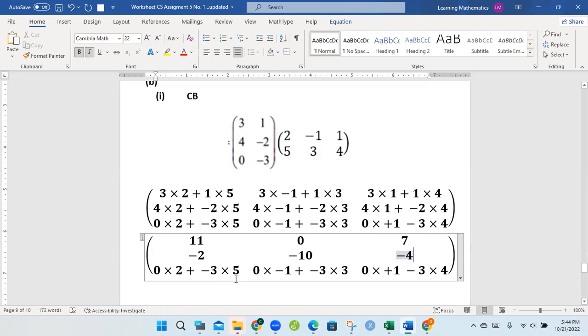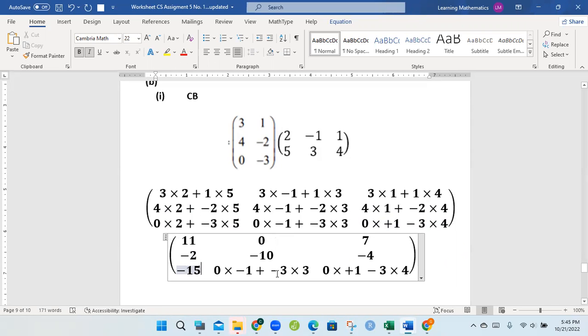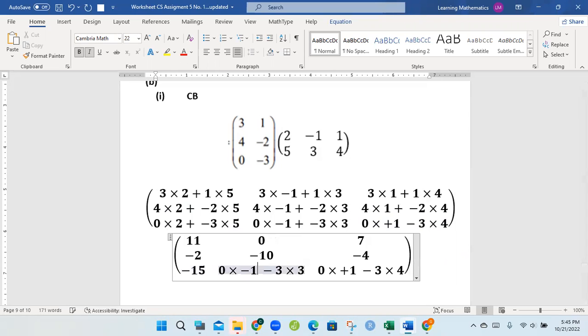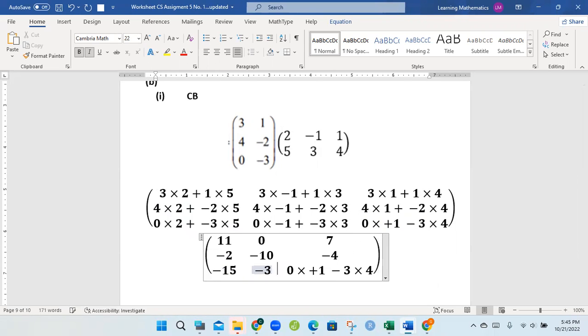0 times 2 is 0. Negative 3 times 5 is negative 15. 0 times negative 1 is 0. Negative 3 times 3 is a negative 9. And 0 times 1 is 0. And then negative 3 times 4 will give us negative 12.